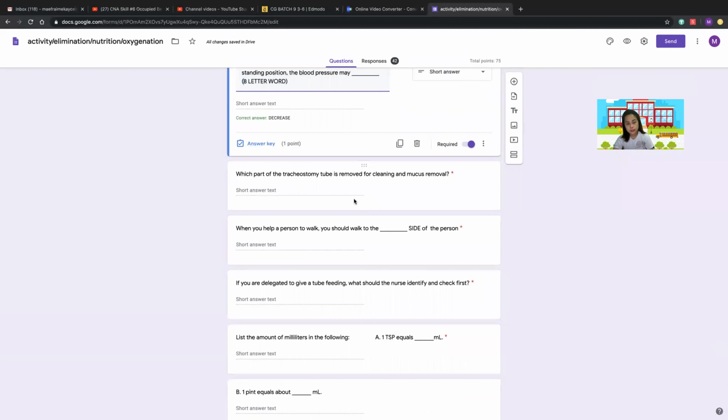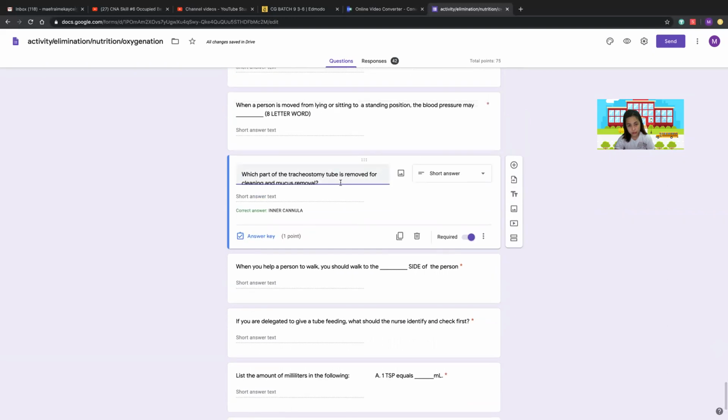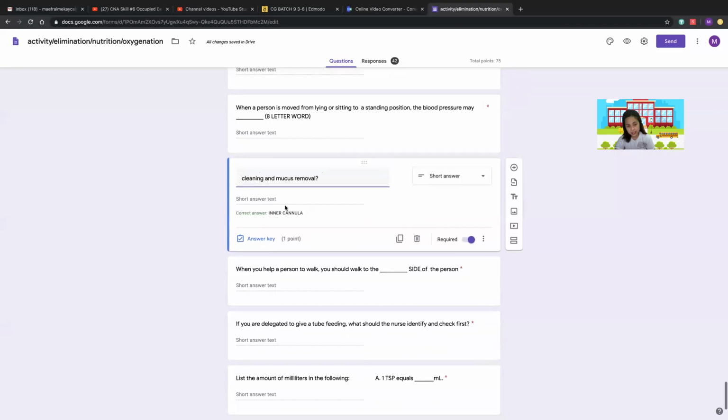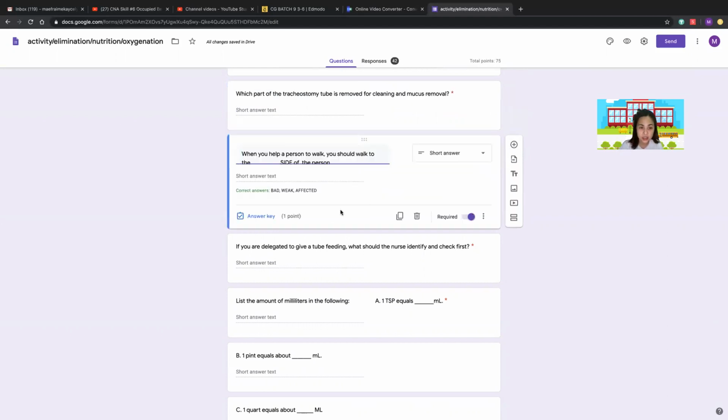Then, which part of the tracheostomy tube is removed for cleaning and mucus removal? I told you in my discussion about oxygenation that the part of the tracheostomy tube that needs to be removed is the inner cannula. When you help a person to walk, you should walk on the bad side, or weak side, or affected side.